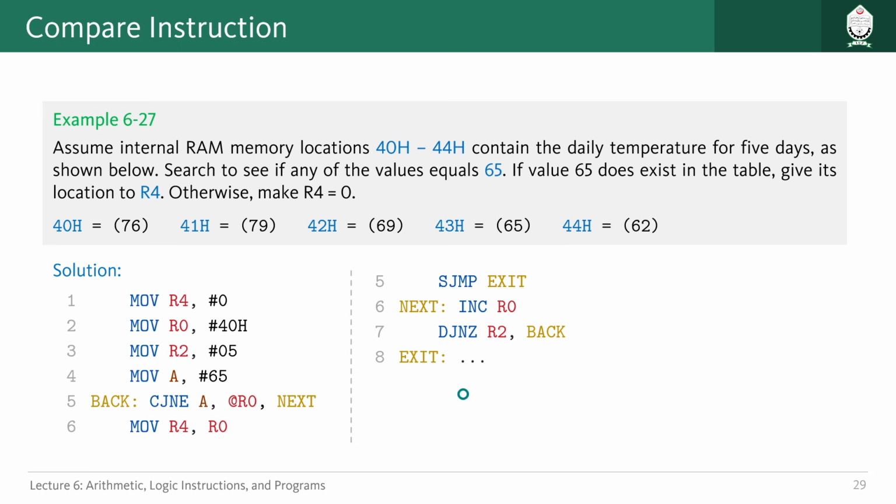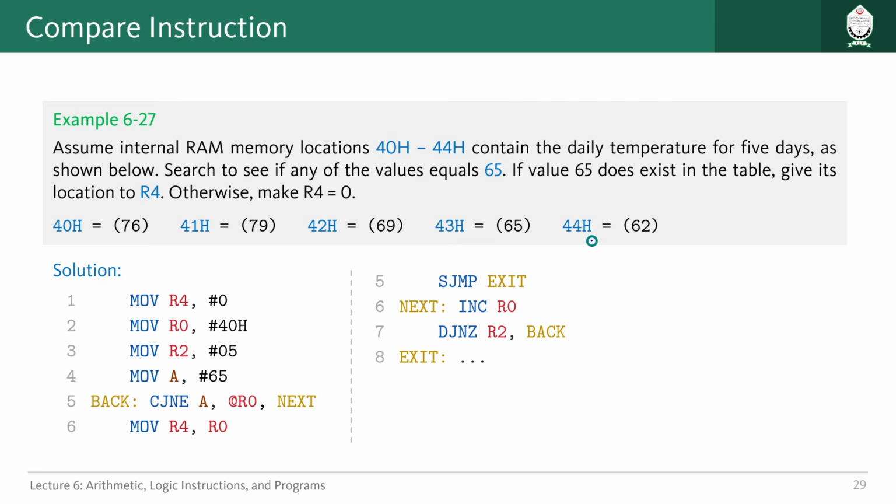Next problem, here they're saying assume internal RAM memory locations 40 to 44H, 5 locations we have, contain the daily temperature for 5 days as shown below. Search to see if any of the values equals 65. If value 65 does exist in the table, give its location to R4, otherwise make R4 equal to 0.